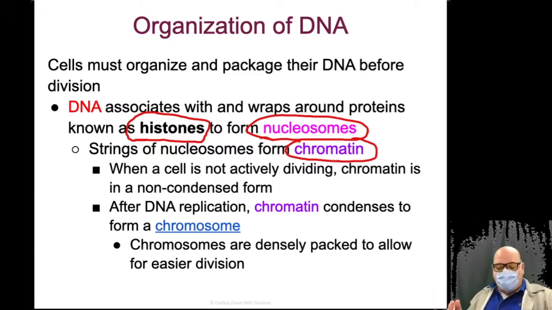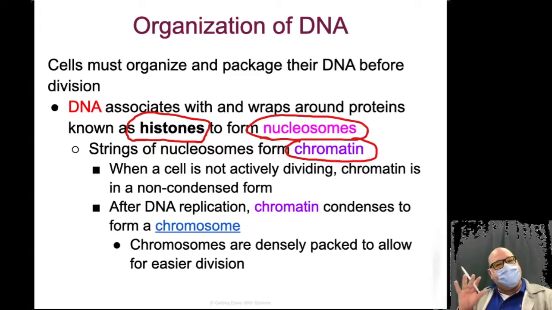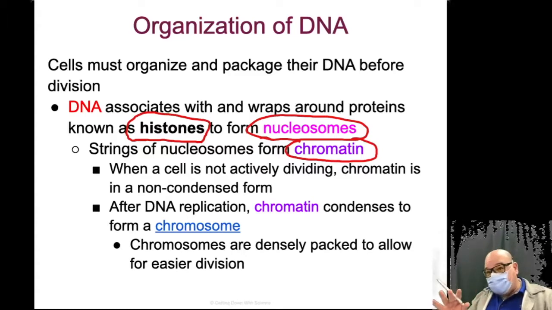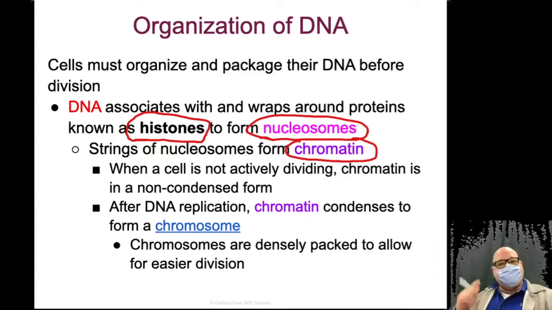Now, I want to warn you that there are a lot of C words in the vocabulary. There's going to be chromatin, chromatid, centromere, chromosome. There are lots of C words, so try to keep those C words straight in your head, okay?